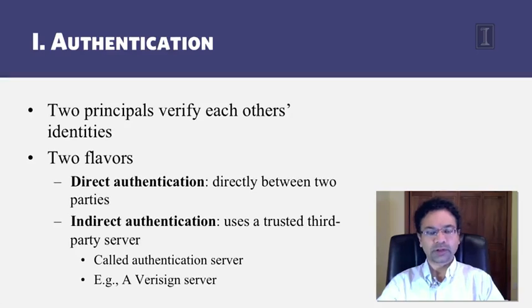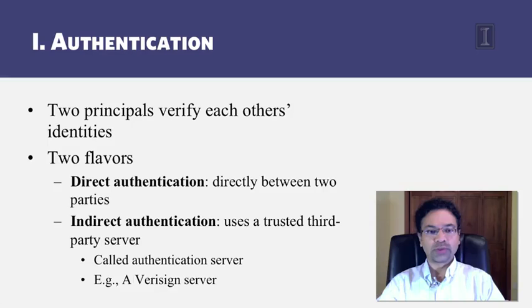So first, authentication. Authentication is a process where two principals verify each other's identities. So if Alice and Bob are communicating with each other, Alice needs to convince herself that Bob is in fact Bob. Bob needs to convince himself that Alice is in fact Alice. There are two flavors of authentication. They are known as direct authentication and indirect authentication. Direct authentication involves direct communication between Alice and Bob.